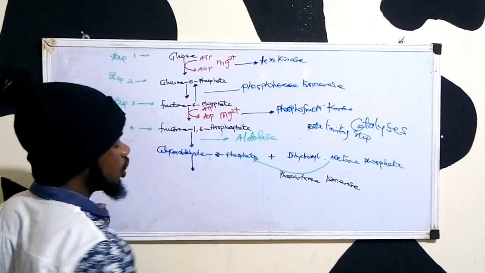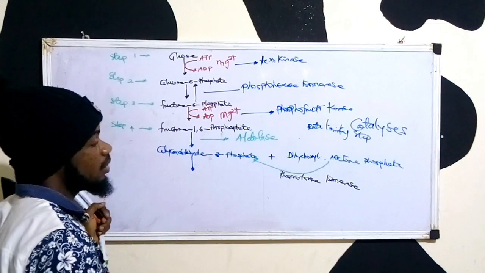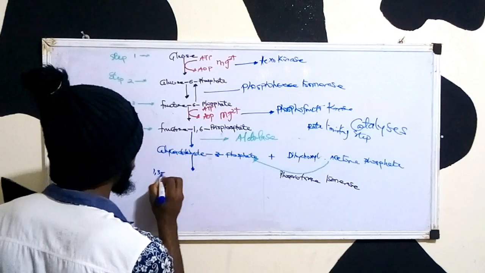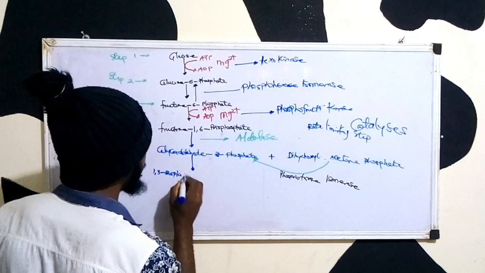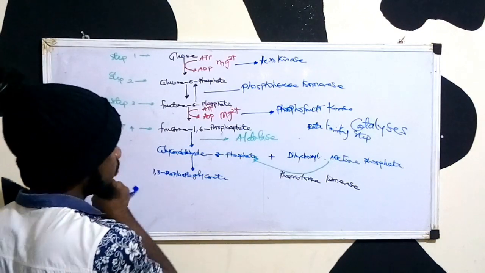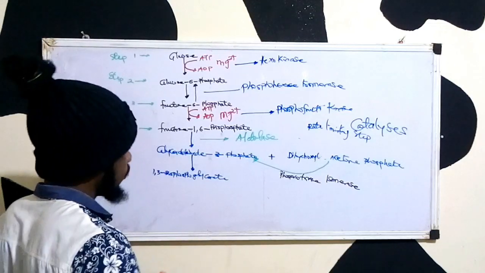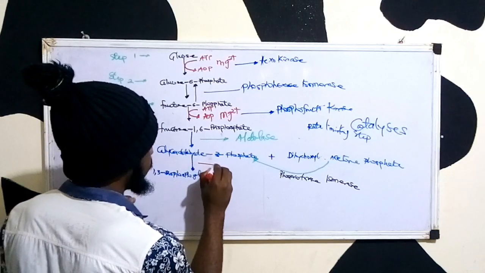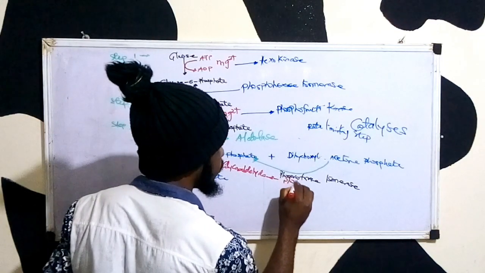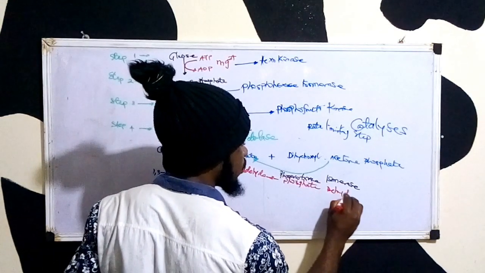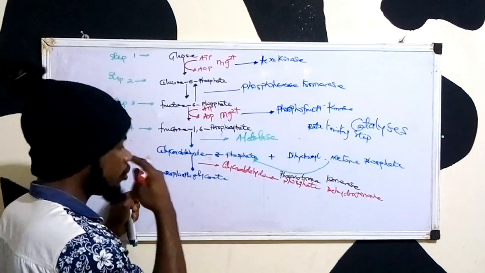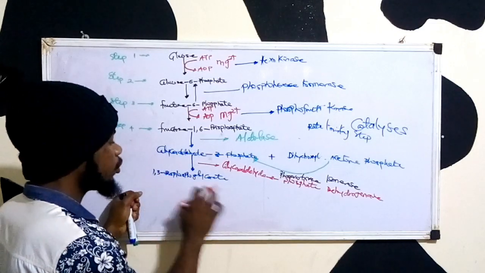Okay, this compound undergoes a dehydrogenation reaction, and it forms a compound called 1,3-bisphosphoglycerate, and the enzyme is glyceraldehyde 3-phosphate dehydrogenase, meaning that a hydrogen molecule is removed from this compound to give birth to 1,3-bisphosphoglycerate.